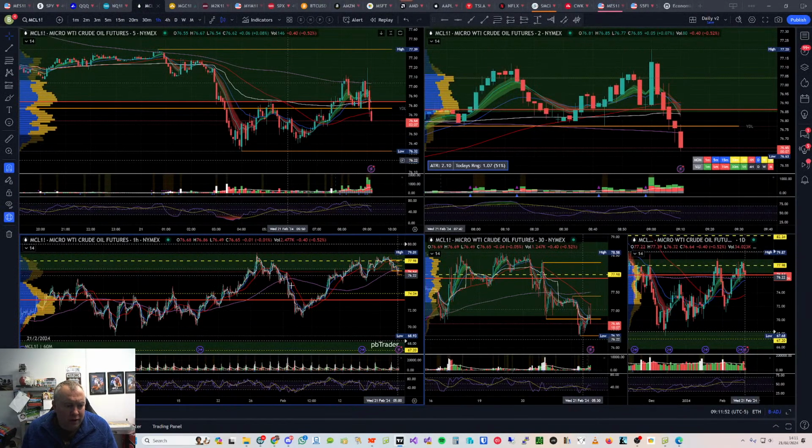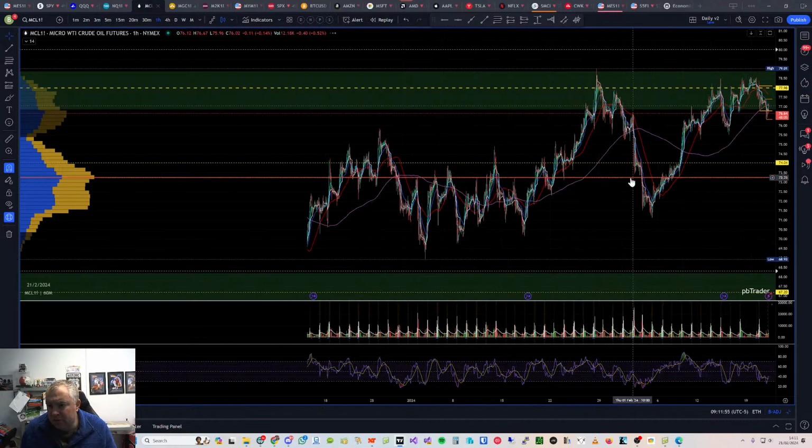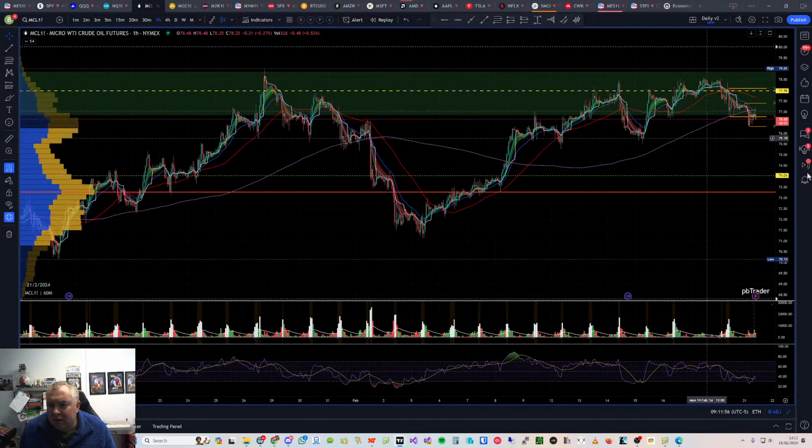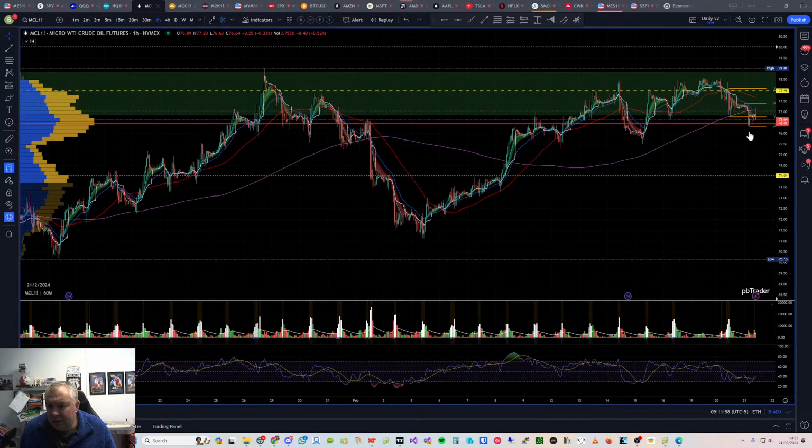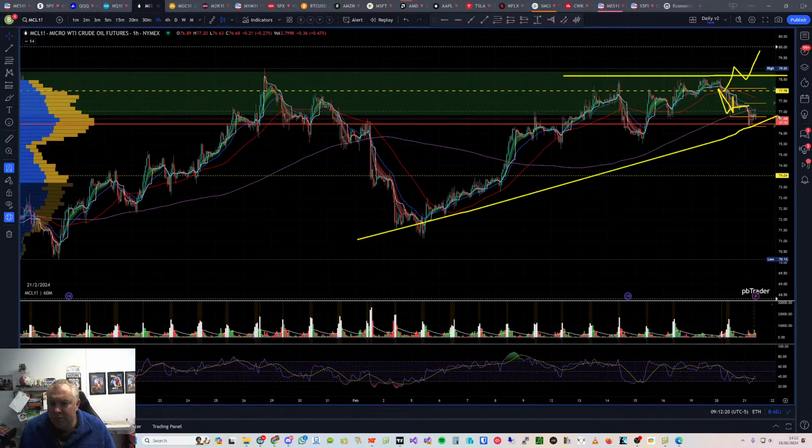Okay, looking at oil next. So oil's still doing what it does. It hasn't really done much. Yesterday, kind of a nothing day, kind of sold off, regained half of it. As we said before, we need to break out over 78 to 78.50 to continue the trend up. Still in an uptrend, we've not broken anything really yet.